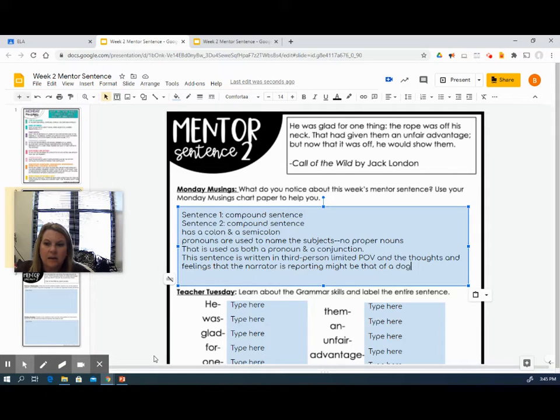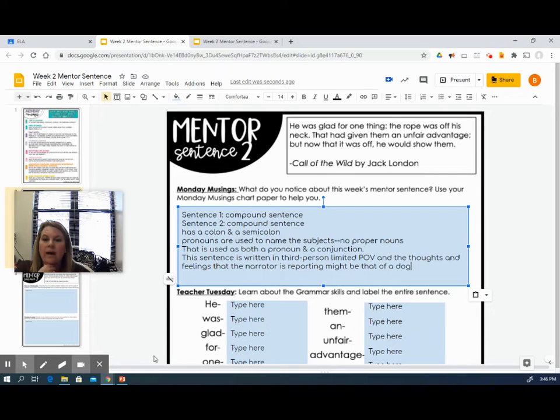He is our subject in that sentence, so it's our actor, and then the predicate, or the action of the actor, is that he's glad for something. Okay, and then we have another subject, the rope, and the rope is the thing that is, I guess, receiving the action or completing the action. So the rope is the subject, and the fact that it's off his neck is the action. And so we have a compound sentence because we have two subjects and we have two predicates, or a compound predicate.